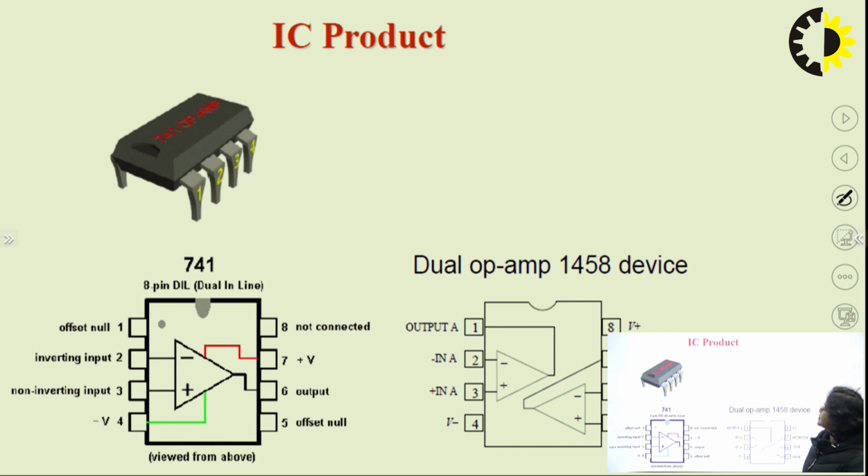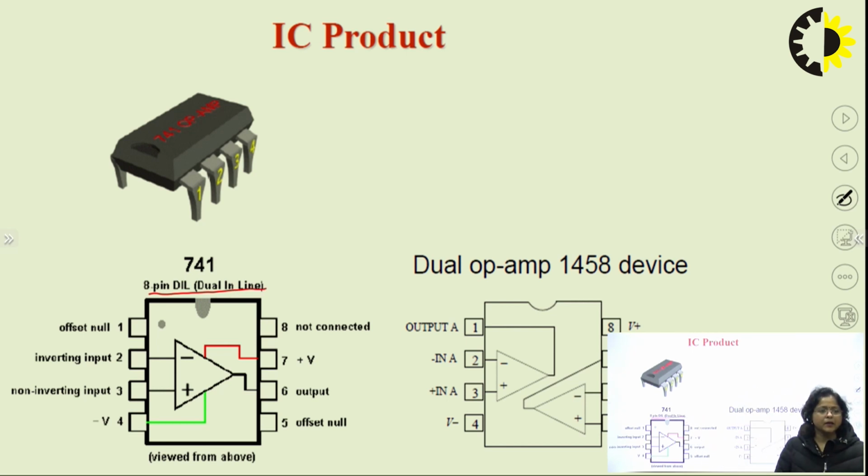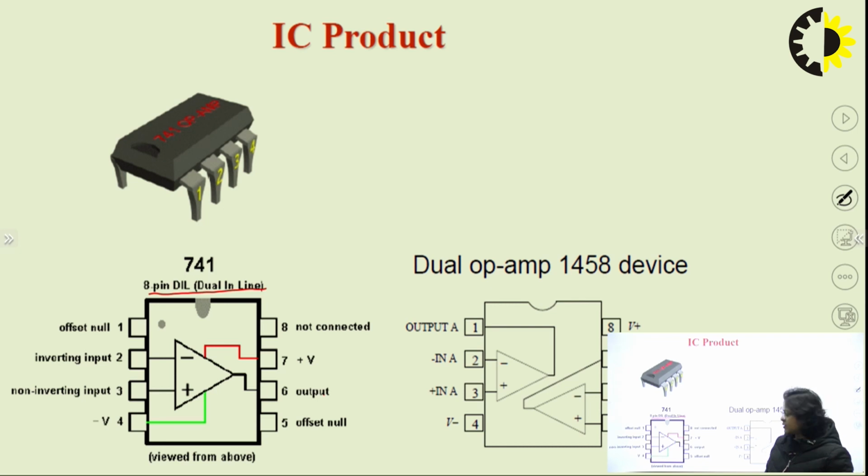This IC comes in different types of packages. One is the 741 op-amp, which is an 8-pin dual inline package. It consists of 8 pins and a single op-amp IC. Pin number 2 and 3 are input terminals, 2 as inverting input and 3 as non-inverting input. Pin number 6 is output. Pin number 7 and 4 are plus and minus VCC. Pin number 1 and 5 are offset null pins, which are used to nullify any offset error within the IC. And pin number 8 is not connected, that is, left open.